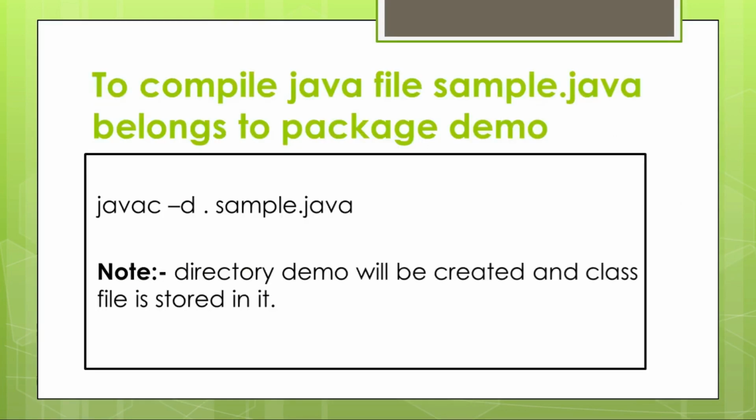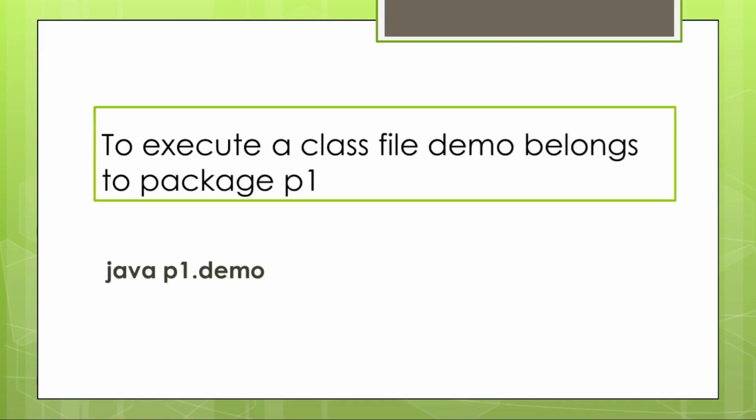So two simple commands you have seen. javac with any file name .java is already known to you. Additionally, you have javac -d space your file name .java. This is for compiling your packages, and to execute any class file that belongs to a package p1, this is the example: the java command, your package name, then class file name.